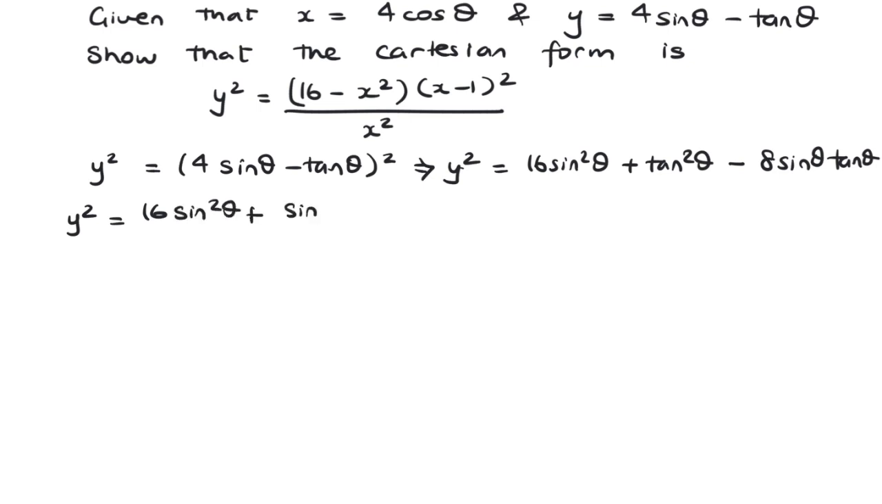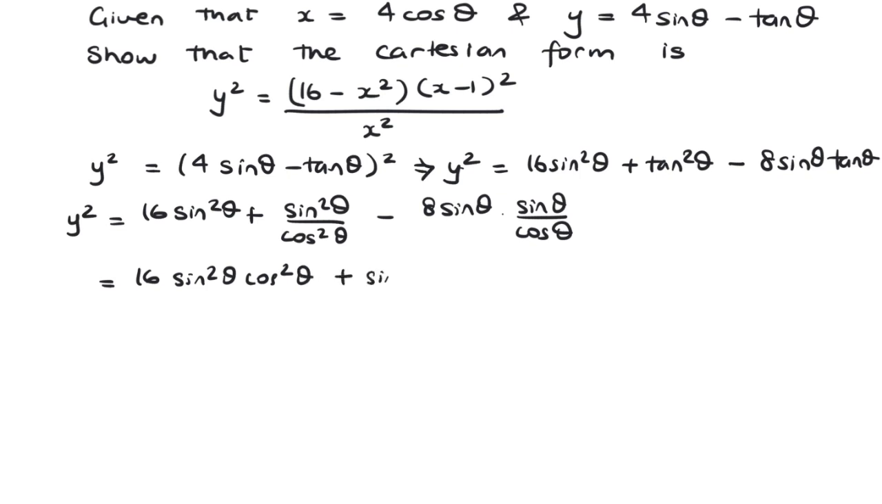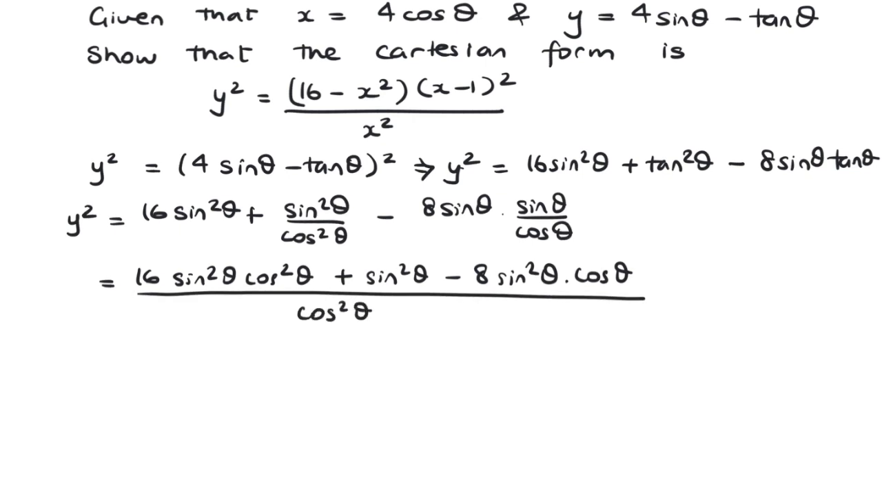So sine squared theta over cos squared theta minus 8 sine theta times sine theta over cos theta. Now from here, I am going to have a single fraction. So I'm going to multiply the numerators on my right hand side by cos squared theta, so as to get 16 sine squared theta cos squared theta plus sine squared theta minus 8 sine squared theta followed by just one cos theta, because there's already one cos theta in the denominator. So that's all over cos squared theta.